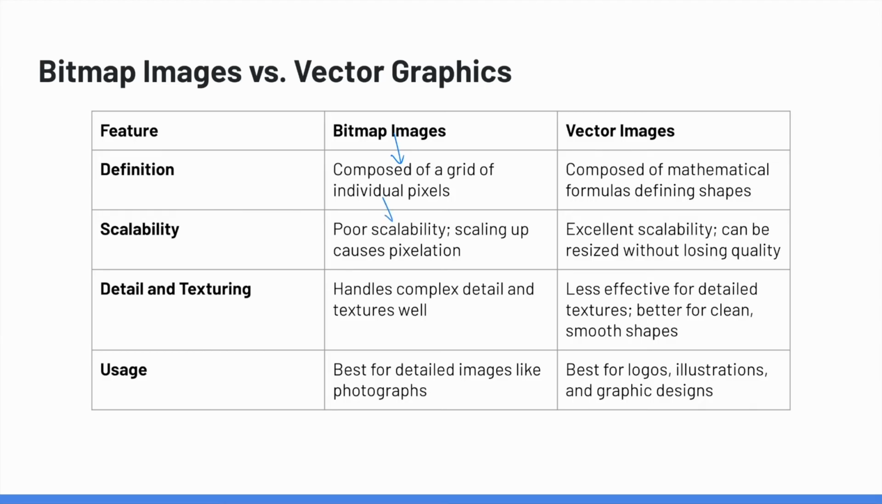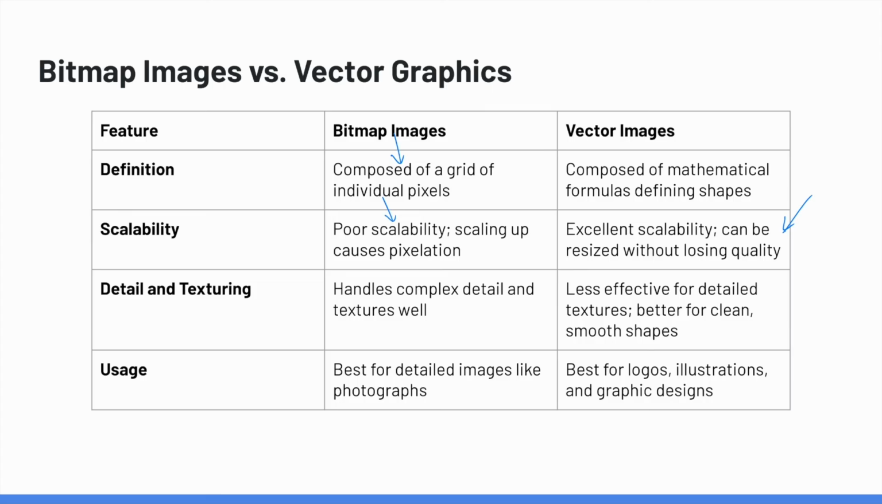Now with bitmap images, if we make an image in a certain resolution and we try to increase the size, then we're going to have pixelation, because we never had enough detail for a larger image in that bitmap image. Because we don't have enough pixels to represent that image at a greater size, it's just going to look terrible. However, with vector images, because we're not using pixels to represent an image, we're using mathematical formulas, we can resize them as much as we want, and we're not going to have any problem.